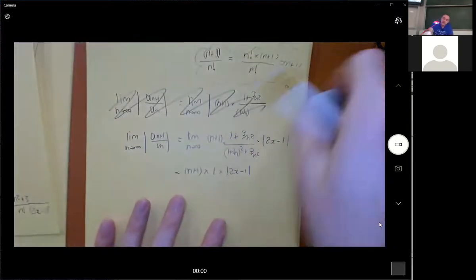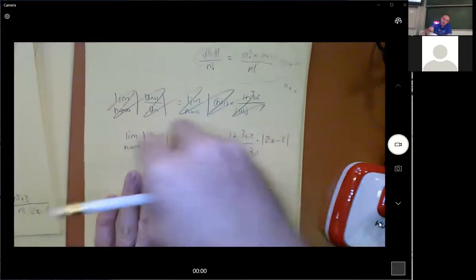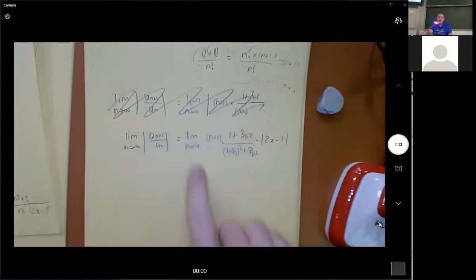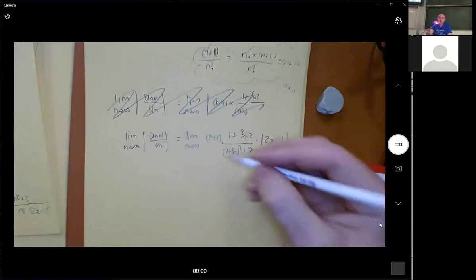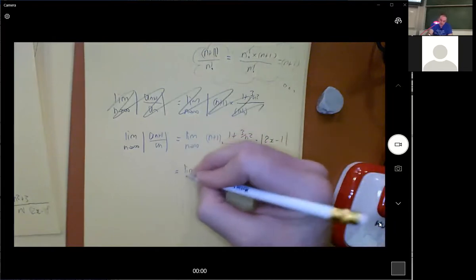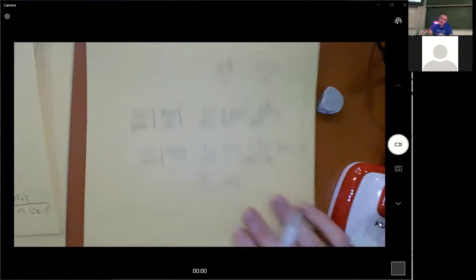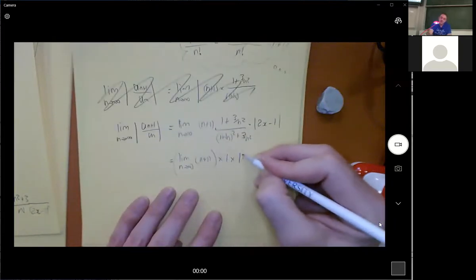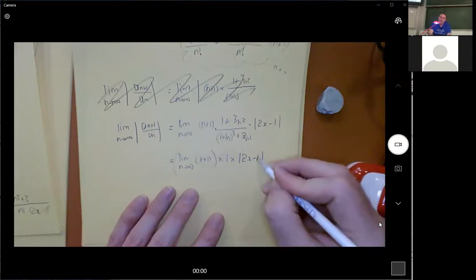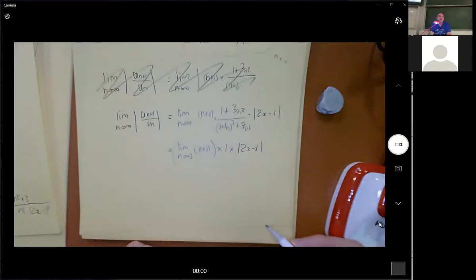Oh, except here's the problem, right? The limit when n goes to infinity of something can't have an n left. So this is the limit as n goes to infinity of n plus 1 times 1, which is what this limit is, times 2x minus 1, which is what this limit is. And this limit doesn't exist. It's infinity.